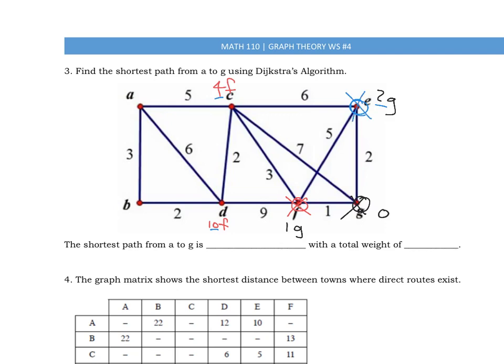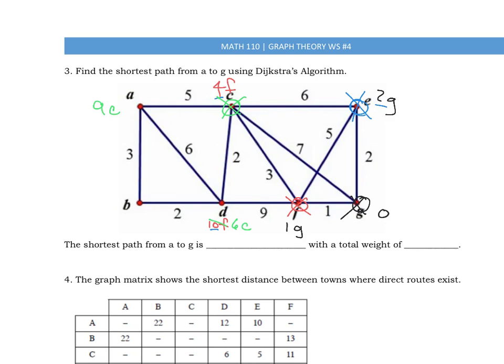Okay, so of the unvisited vertices with distances, I have C and D that both have distances there, and 4 is definitely the smallest, so we'll mark C as current. 4 plus 5 is 9. Okay, I came from C. 4 plus 2 is 6. I came from C. And every other vertex would have been something that's already visited, so I will mark C out.